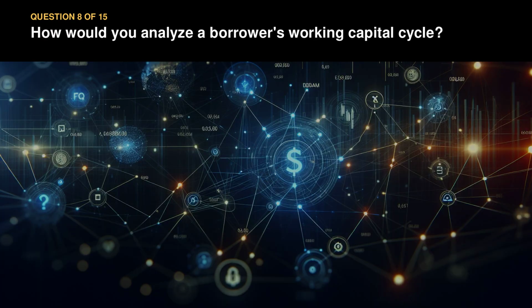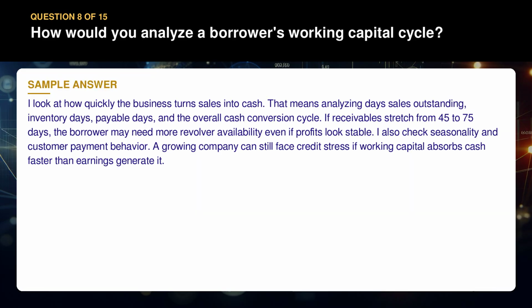Question 8. How would you analyze a borrower's working capital cycle? I look at how quickly the business turns sales into cash. That means analyzing days sales outstanding, inventory days, payable days, and the overall cash conversion cycle. If receivables stretch from 45 to 75 days, the borrower may need more revolver availability even if profits look stable. I also check seasonality and customer payment behavior.